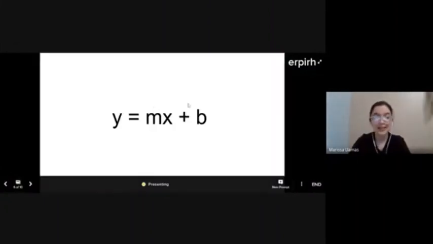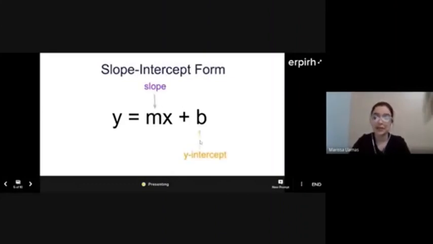And so we've all seen this famous formula, y is equal to mx plus b. This is called slope-intercept form. The m is your slope, and the b is equal to your y-intercept, hence the name slope-intercept form. And so this is the basic foundation to what you guys are going to use whenever you guys are graphing or whenever you guys are writing equations for lines.